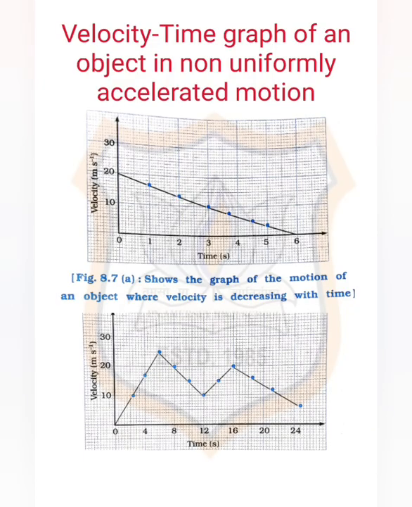Last topic, velocity time graph of an object in non-uniformly accelerated motion. The first graph shows a velocity time graph that represents the motion of an object whose velocity is decreasing with time, while the second graph shows the non-uniform variation of velocity of the object with time.